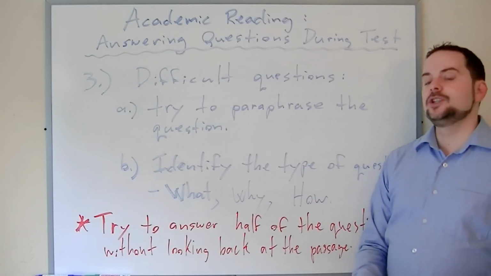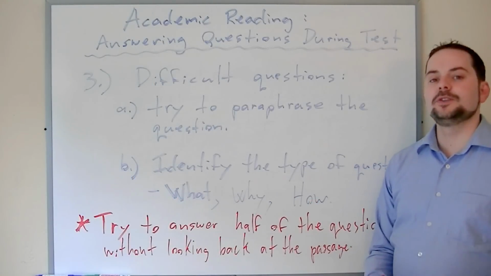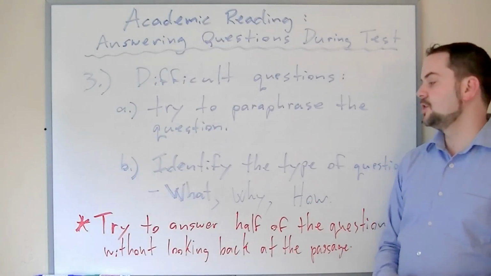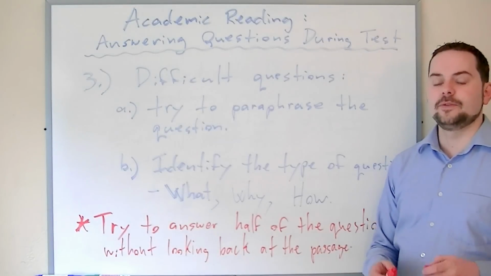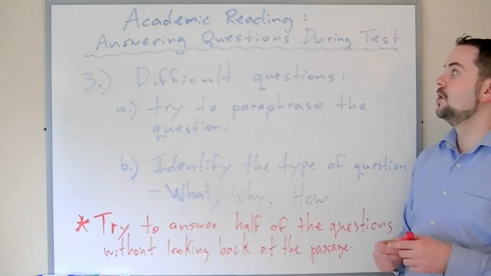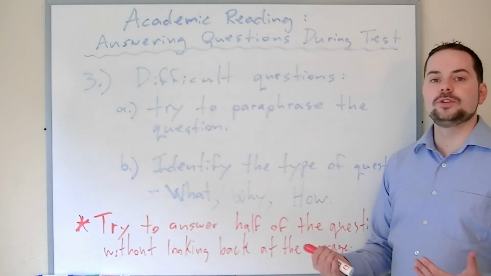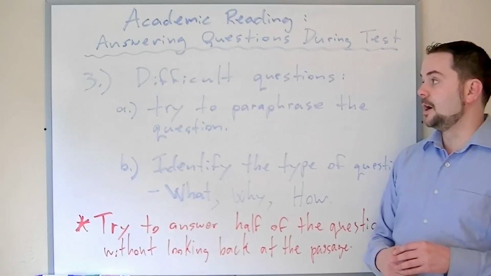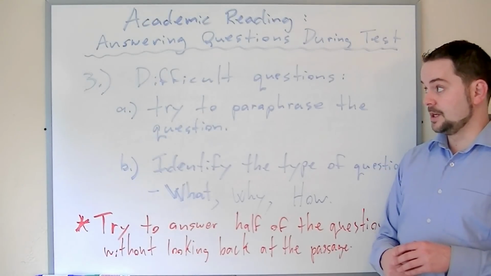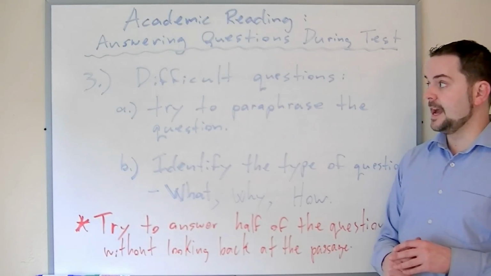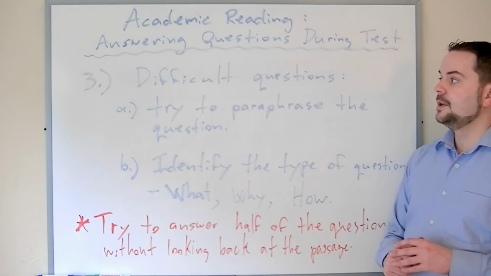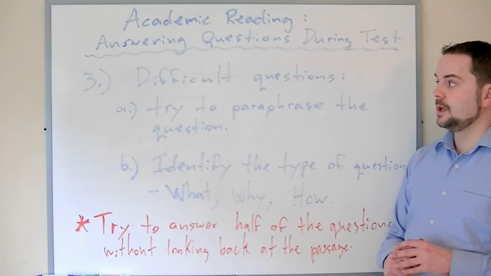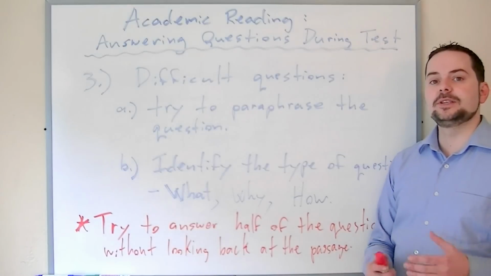In a perfect test situation, you're spending about 10 minutes to read each passage, and you're spending about another 10 minutes to answer the questions and transfer to an answer sheet. So these are just some general rules about what you should do while you're answering the questions during the academic reading section of the IELTS exam. And now we will look at some practice and some examples.